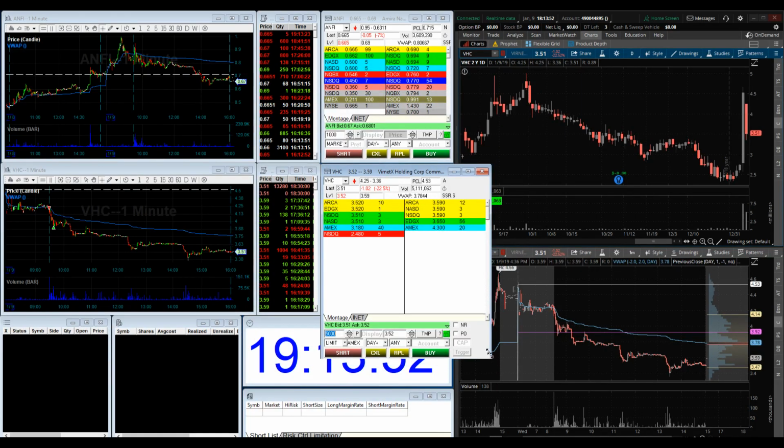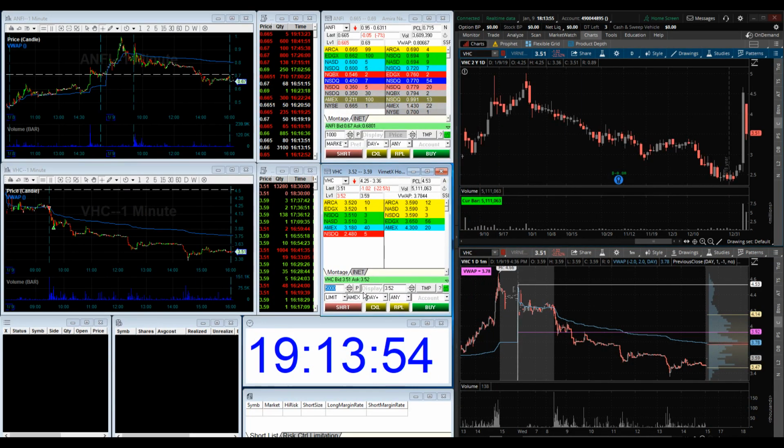I like to use level 2 side by side with time and sales. As you can see here, I have it set up where I have the chart, time and sales, and level 2, and it all works very well together. I wish the market was open right now so you guys could see this moving, but unfortunately it's not. In real time, this is moving a little bit quicker, and you can see the market interacting.